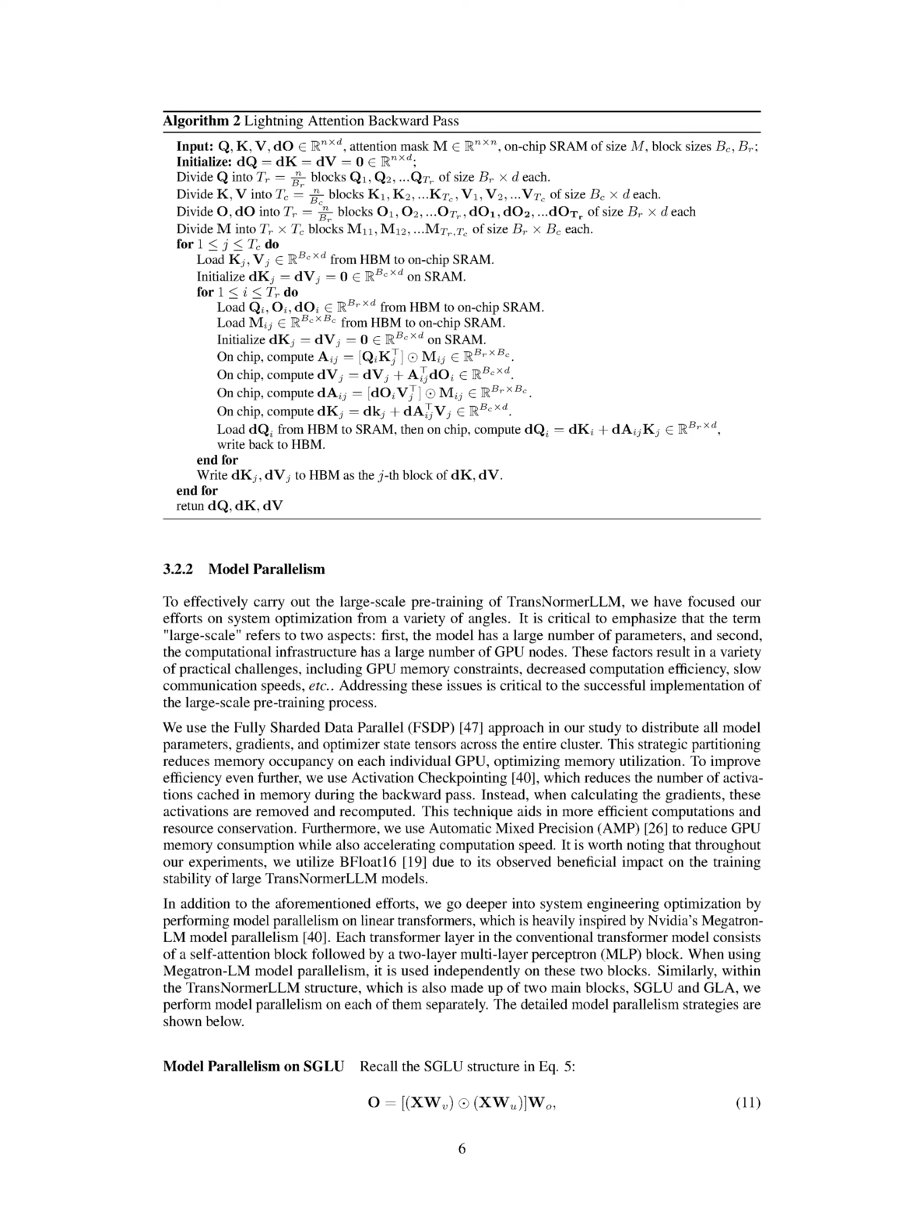3.2.2 Model Parallelism. To effectively train our large-scale TransNormerLLM model, we've optimized our system from various angles. When we say large-scale, we're referring to two things. The model has a lot of parameters, and the computational infrastructure has many GPU nodes. These factors present several challenges, such as GPU memory limitations, reduced computation efficiency, and slow communication speeds. Overcoming these challenges is crucial for successful large-scale training.